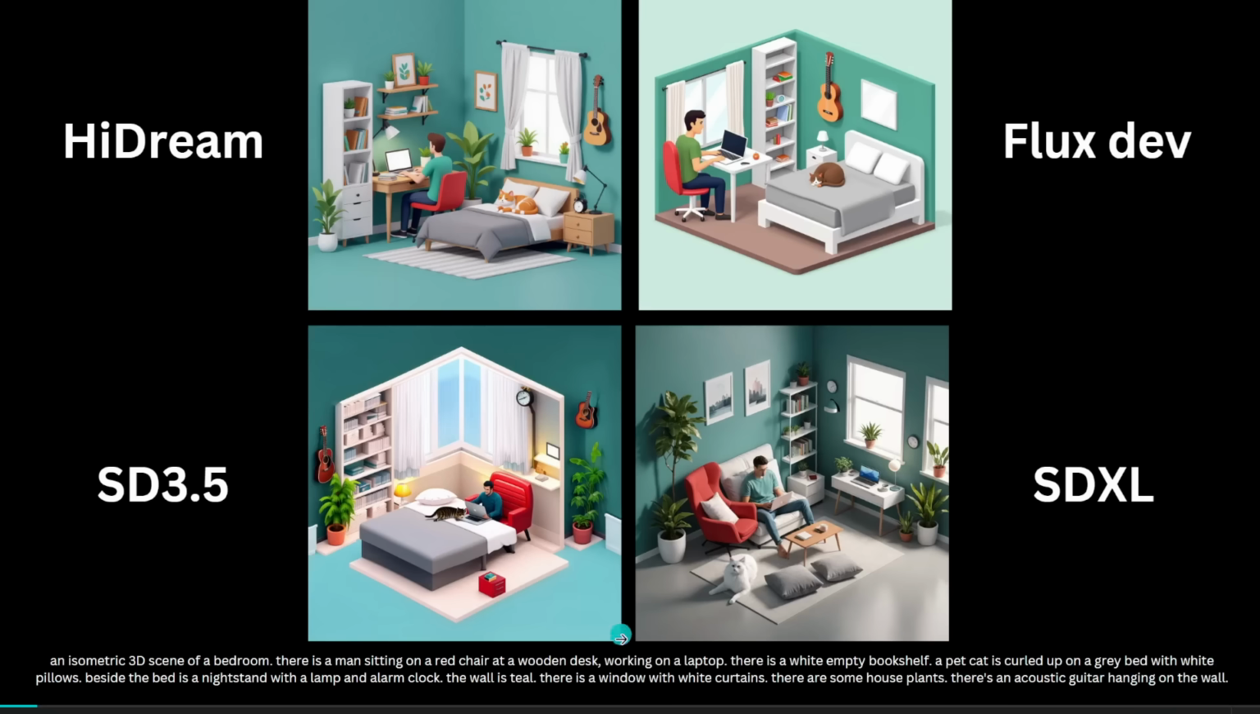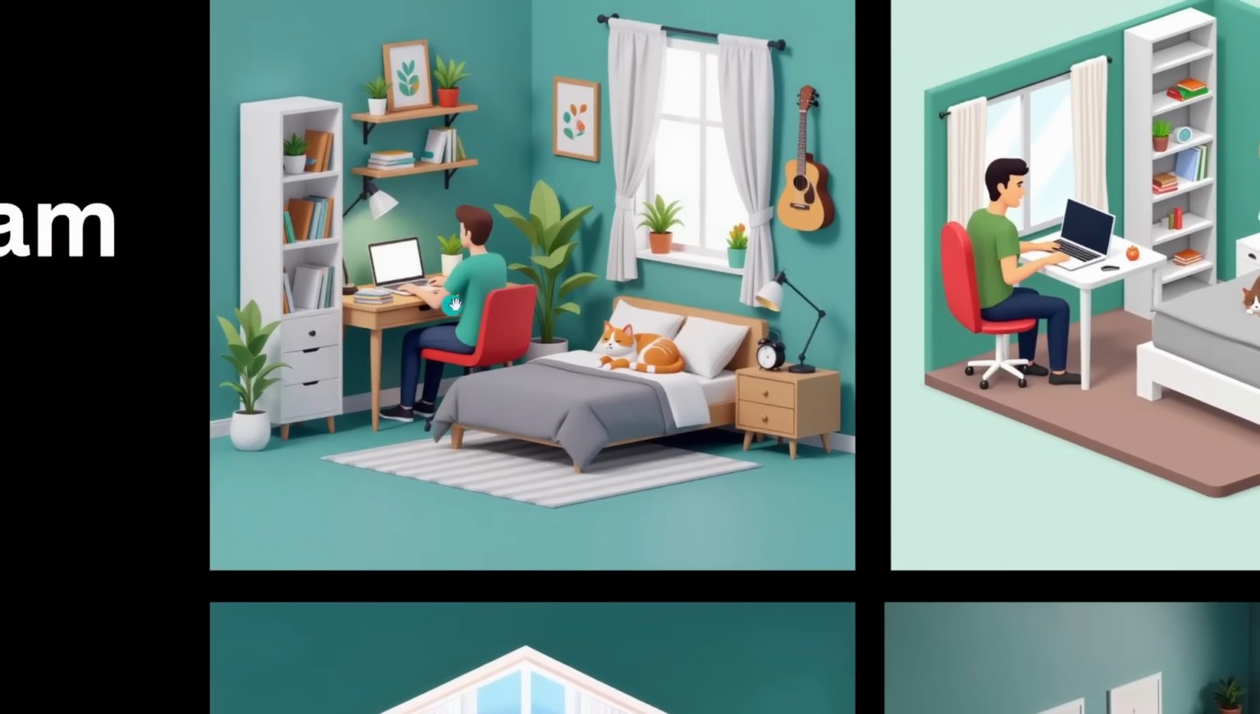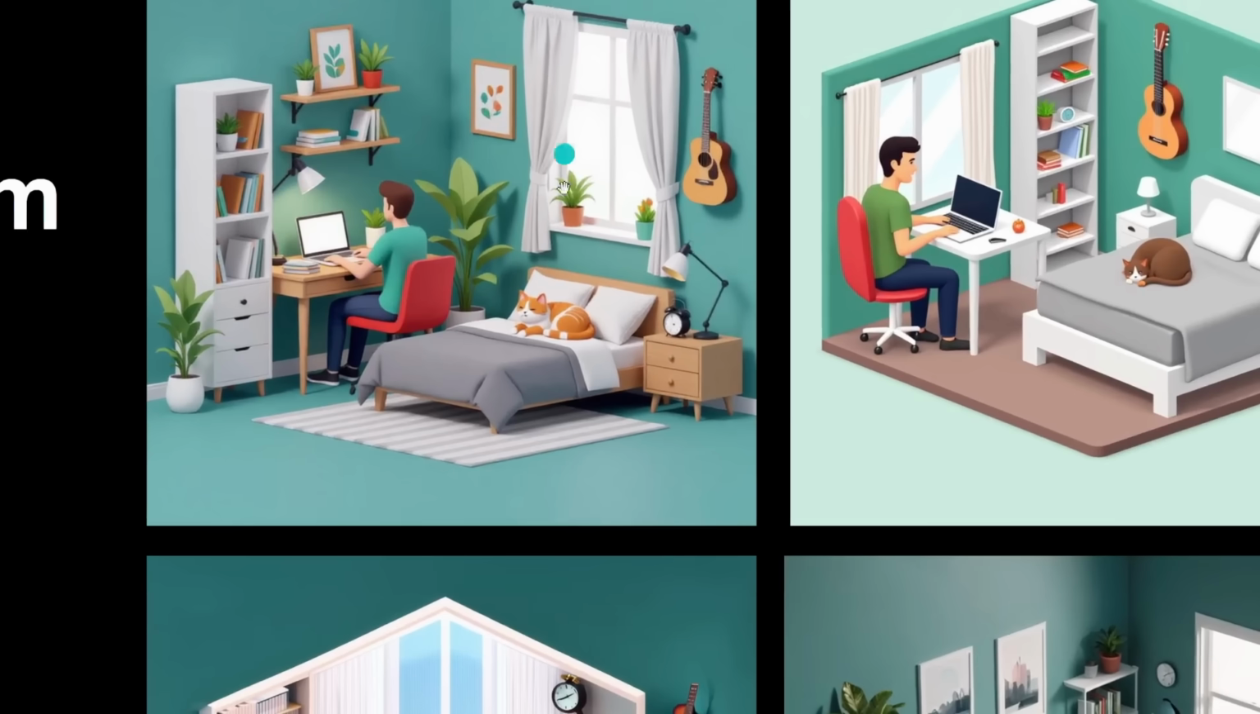on the wall. And this prompt is purposely very complicated with a lot of different objects in different colors and positions, and I'm really trying to see if the image model can understand and generate all of this at once. So let's look at HiDream's generation first. Here we do see a man sitting on a red chair, working at a wooden table on his laptop. There is a bookshelf, but it's not empty. There is a cat lying on a gray bed with white pillows. There is a nightstand with a lamp and alarm clock. Plus there is a guitar hanging on the wall. And there's a window with white curtains. So this looks pretty good to me.